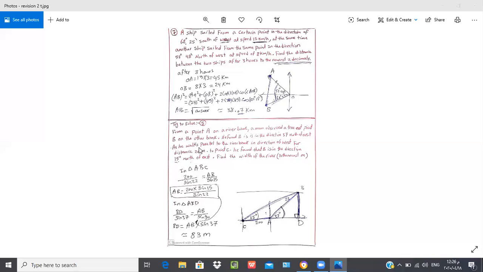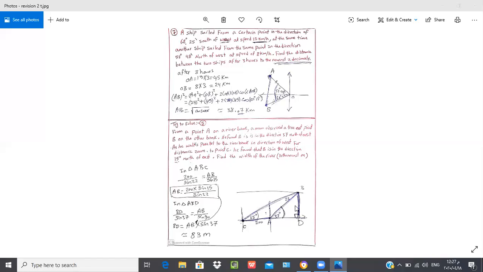Okay, as he walks parallel to the river bank, he wants to walk in the direction of west. He goes from here to the west 200 meters to another point C. He looks again at the tree and finds, in the same direction, the angle will be 15. He said find the width of the river. This is the width of the river.